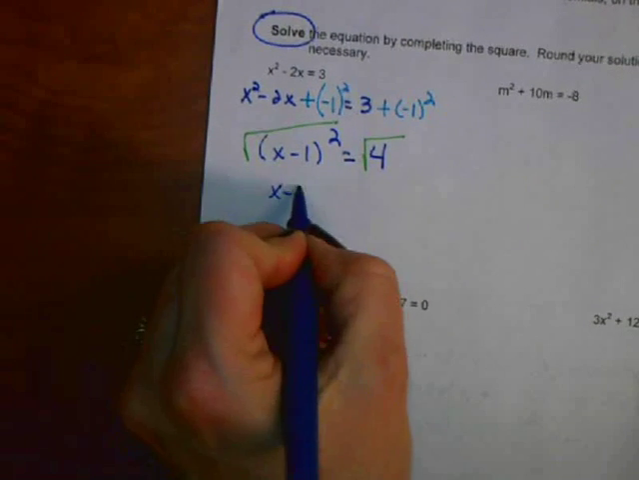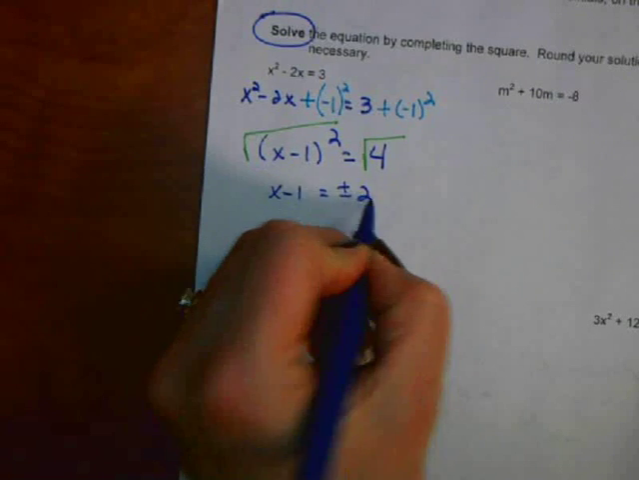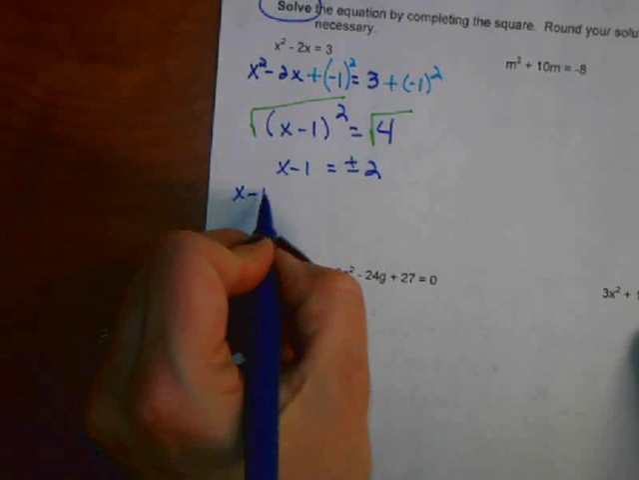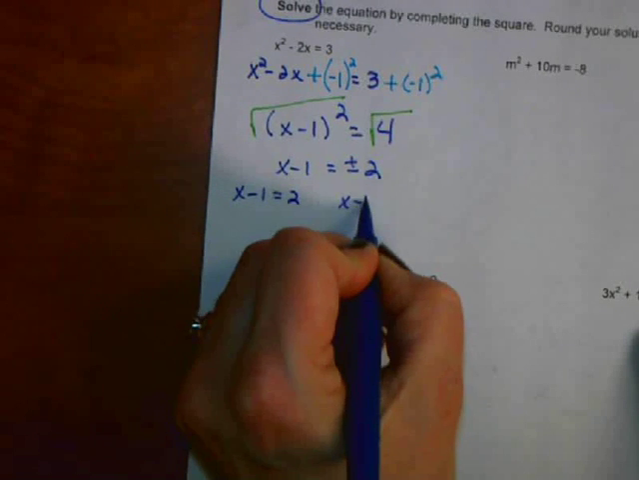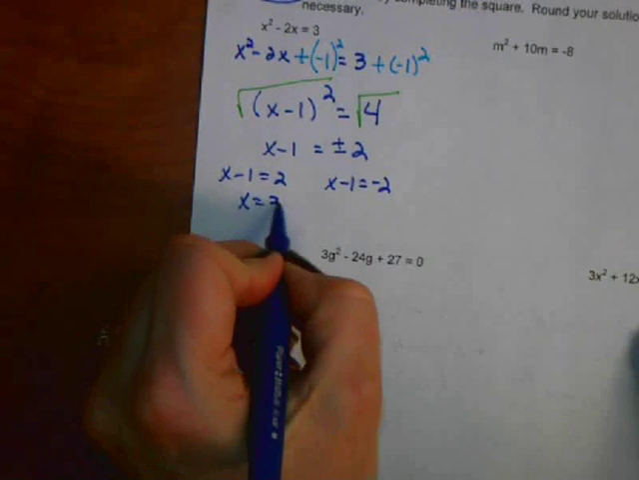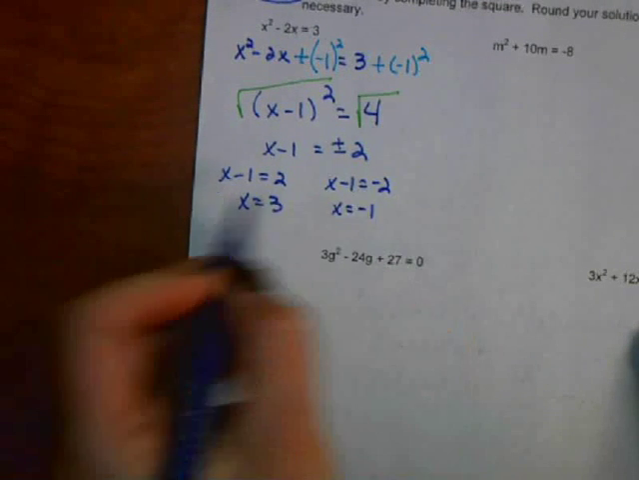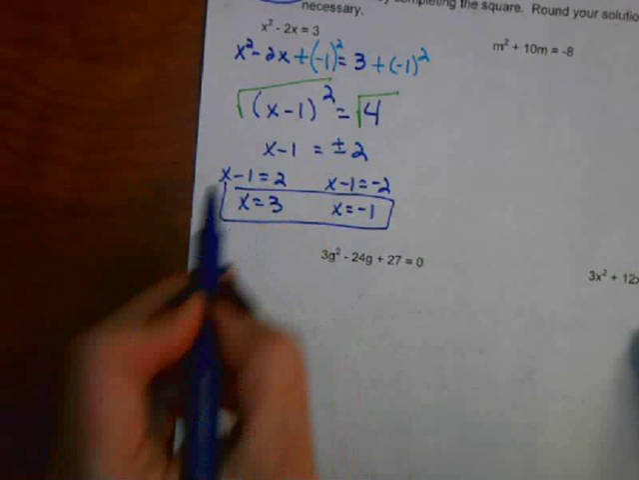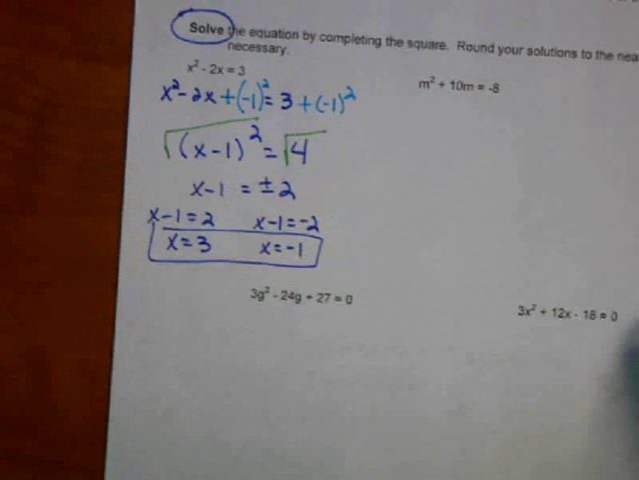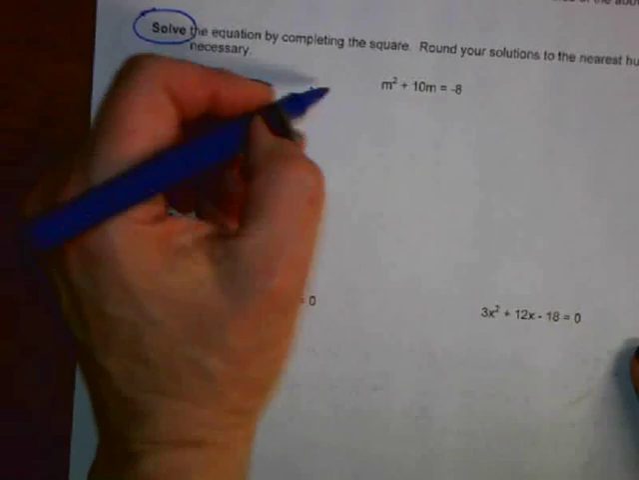And I get x minus 1 equals plus or minus 2. So x minus 1 equals 2. X minus 1 equals negative 2. X equals 3. X equals negative 1. We got 2 solutions here. So instead of factoring, we're completing the square. Cool? Let's try another one.